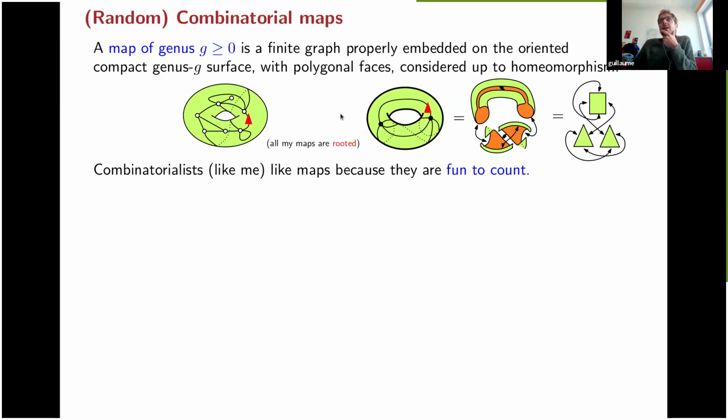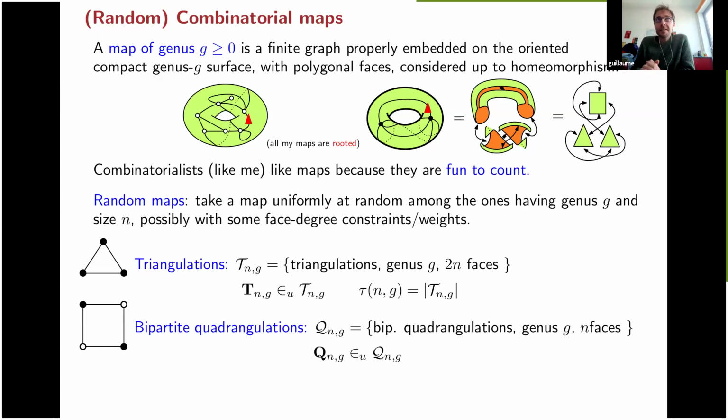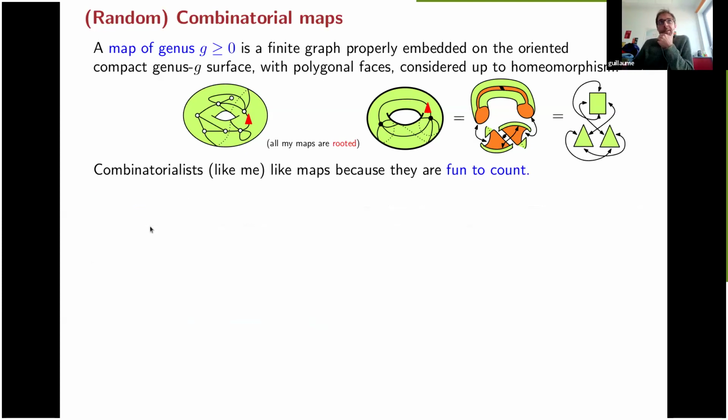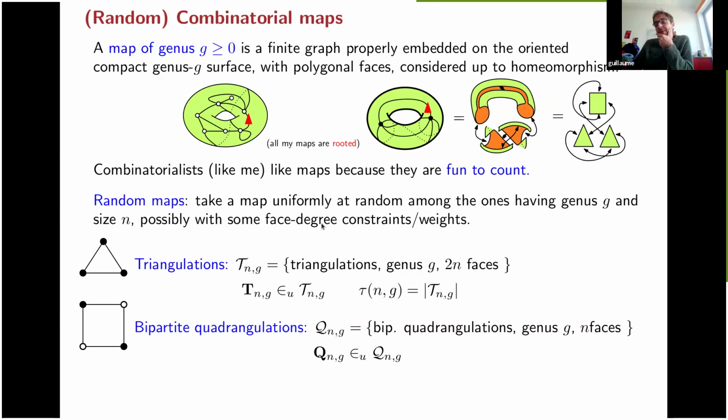Just a detail, when you do counting, for everything I will say, I will consider rooted maps. So a map is rooted if you distinguish an edge and you orient it. This is a way to kill the symmetries. If you don't do that, maps can have automorphisms, and it's a bit less interesting. So it's convenient, and it's what people always do, to deal with rooted maps instead. Okay, so these are the objects, and now I want to do random maps. So for me, random maps means this: I will take a map uniformly at random among the ones having genus g and size n. Okay, that's a random map for me, and possibly with some face degree constraints. But let's say some face degree constraints for this talk.